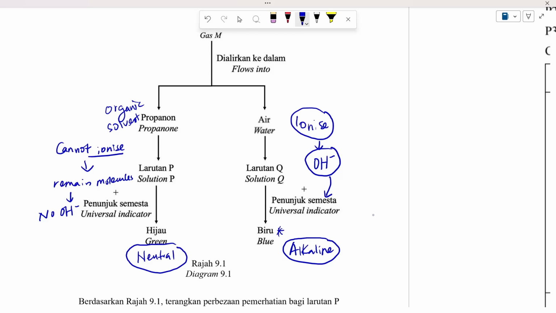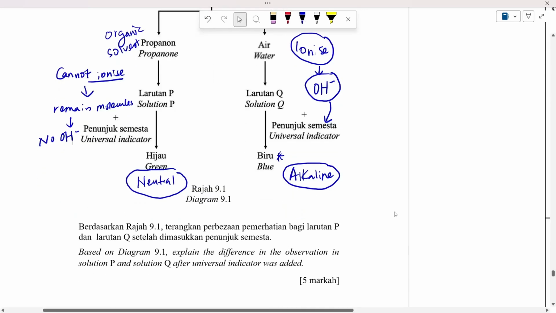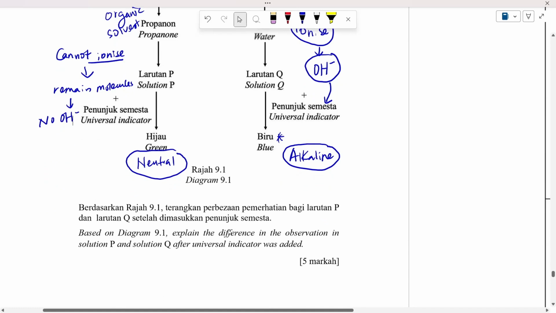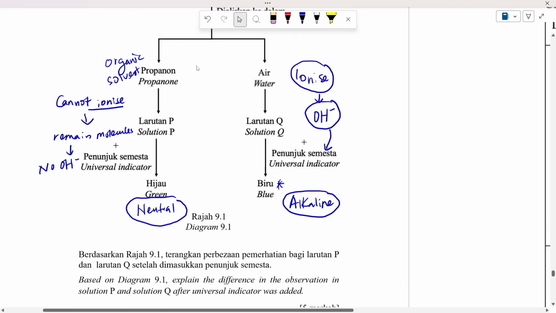Okay, then it remains in the molecule, so no hydrogen ions or hydroxide ions are produced. Now the question asks, based on this diagram, explain the difference in the observation in solution P and solution Q after the universal indicator was added. Okay, 5 marks. I will show you the answer scheme. Based on what we have discussed, we can just arrange the sentences, write down all the points, and you'll get the marks.